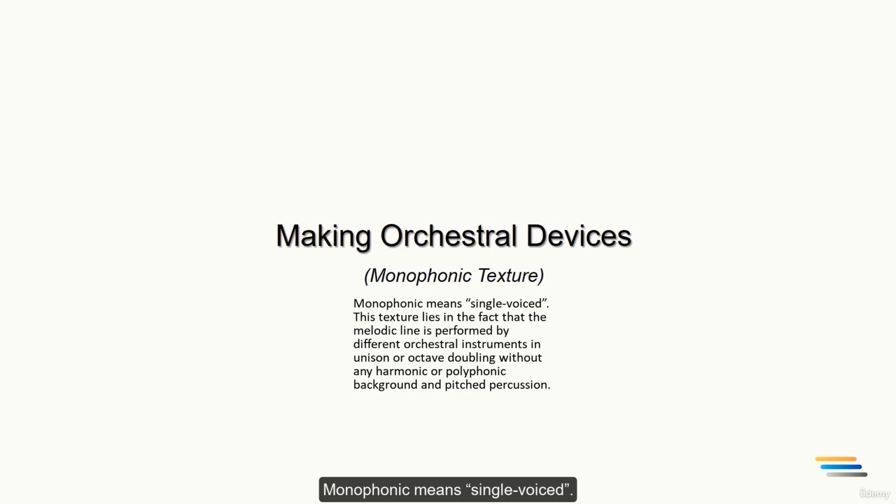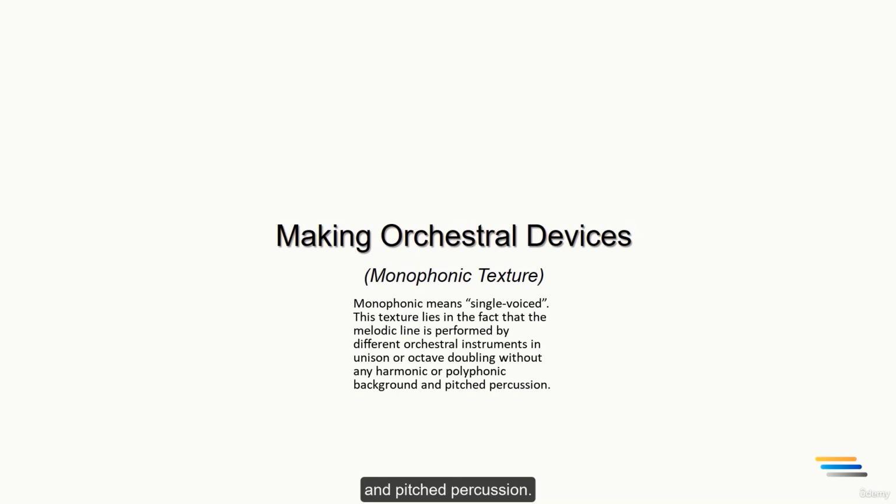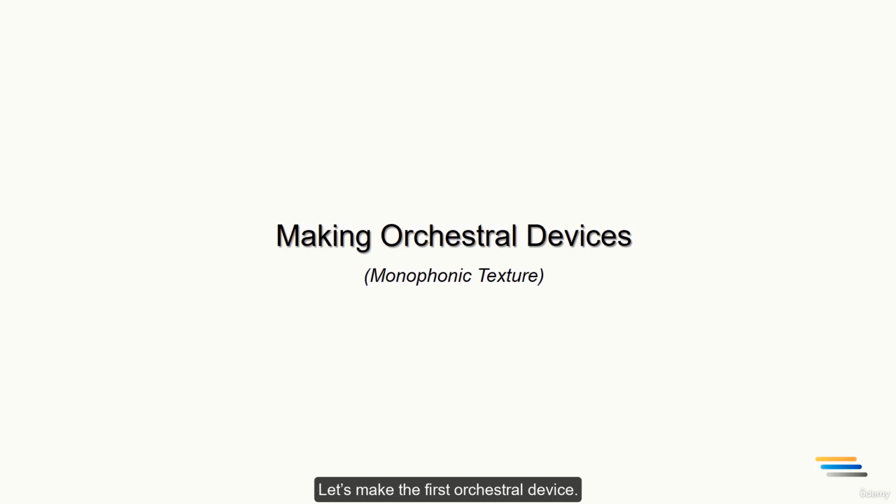Monophonic means single-voiced. This texture lies in the fact that the melodic line is performed by different orchestral instruments in unison or active doubling without any harmonic or polyphonic background and pitched percussion. Let's make the first orchestral device.